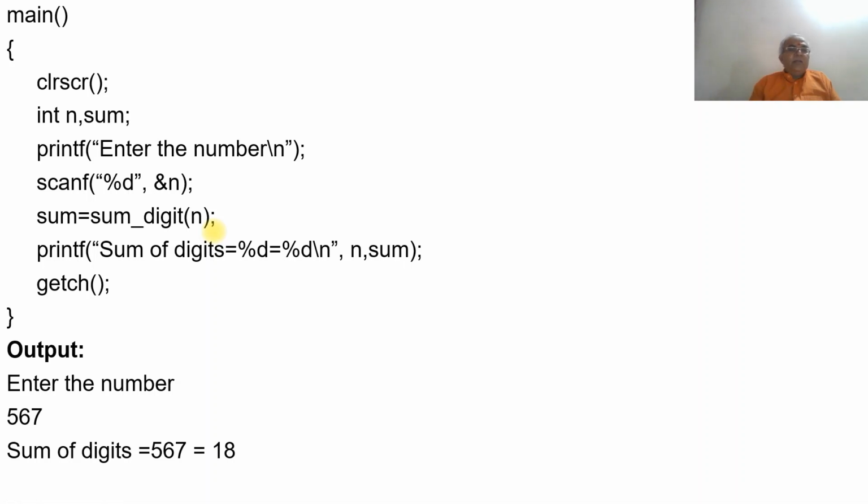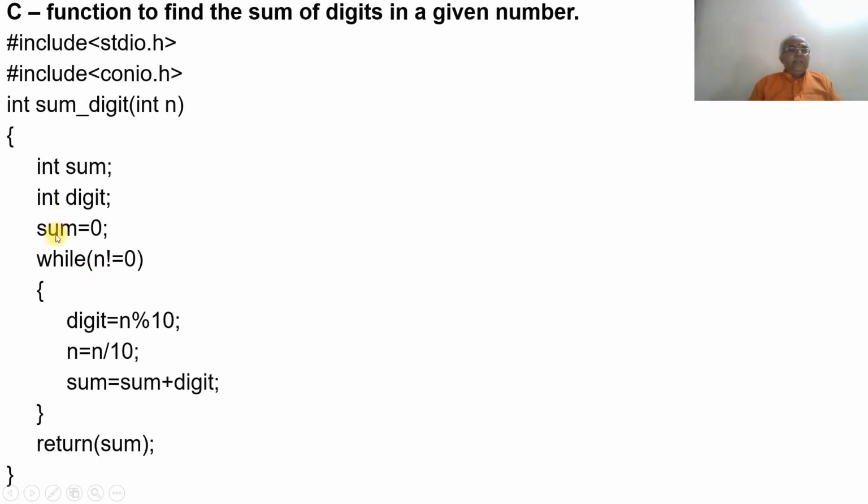Here we are calling the function. If you are entering 567, it goes back to the function. Initially sum takes the value 0. Then 567 is not equal to 0, that means n is not equal to 0. So the remainder is considered as the digit, and you are separating 567. 567 mod 10 will be 7.